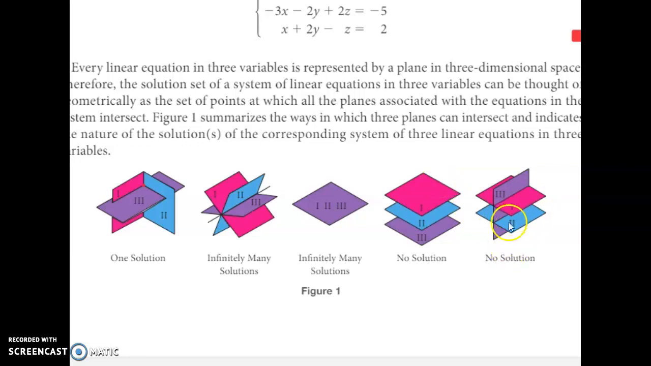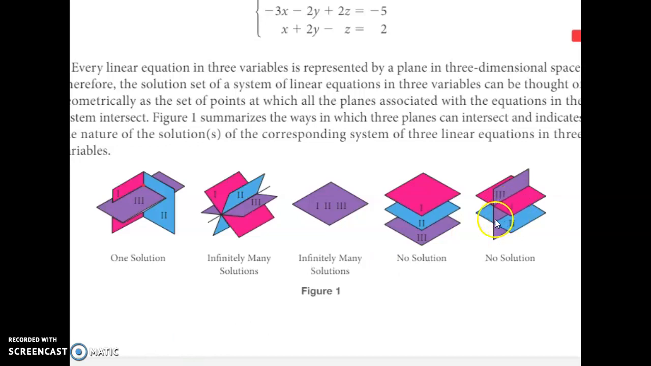And it could be that only two of them are parallel to each other and the third one somehow cuts through them. Again, it doesn't have to be perpendicular. Any angle will do. At that point, we get an intersection line here for two of the planes, and an intersection line here for two of the planes.